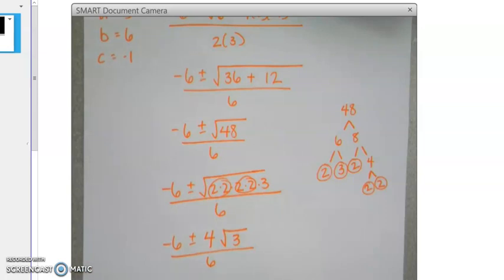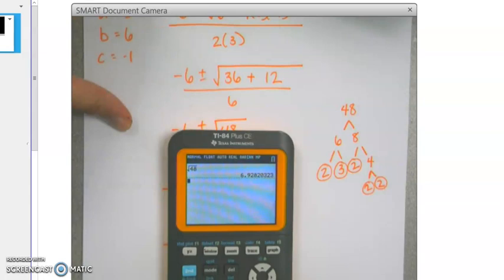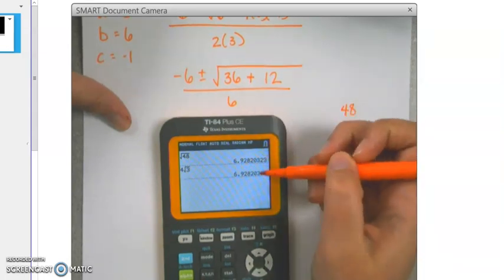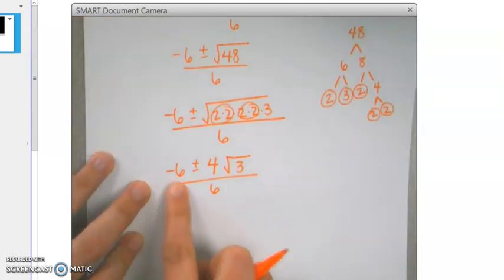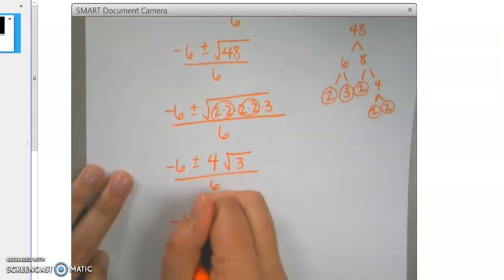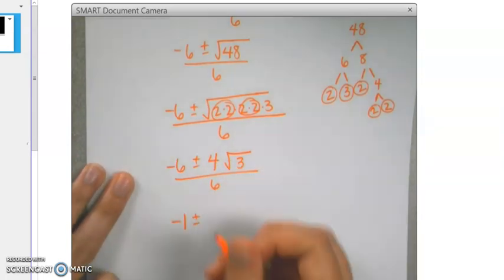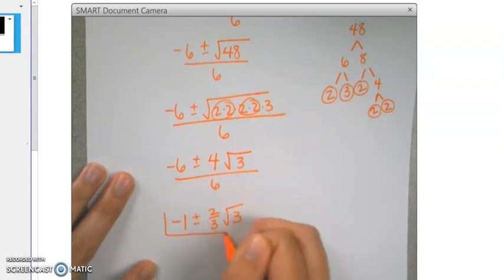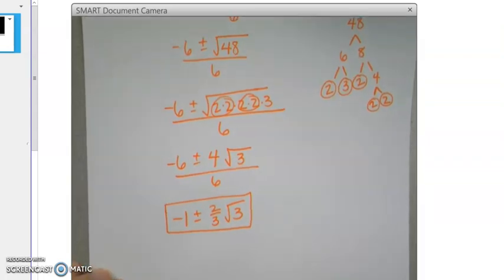Now, if you're unsure if these are the same, watch this. The square root of 48, I get this 6.9 number, and then 4 square roots of 3, the exact same number. So you can always check to make sure you did it correctly. Final step is I can reduce this. Negative 6 over 6 is negative 1, plus or minus 4 over 6, which is actually 2/3, so I can say 2/3 square root of 3. Final answer. And that is how you do the quadratic formula.